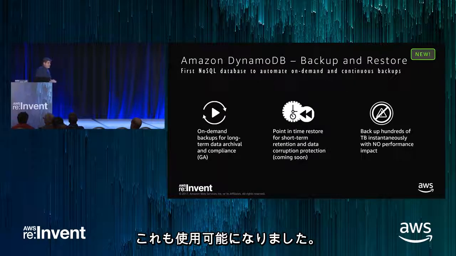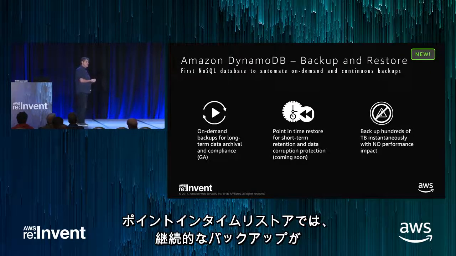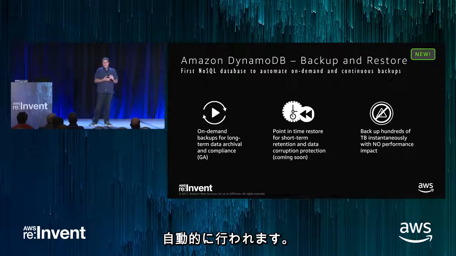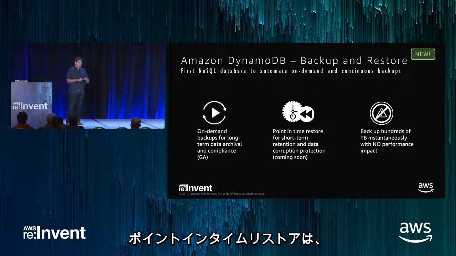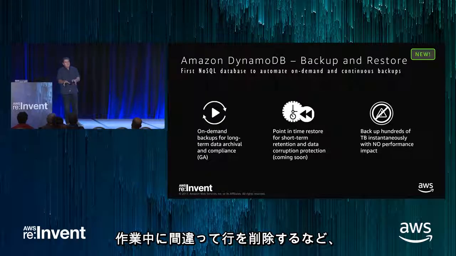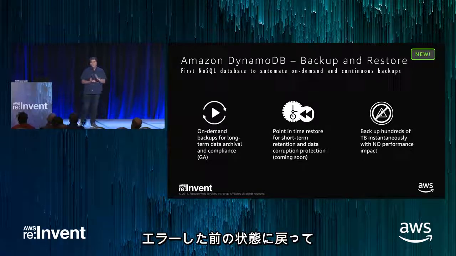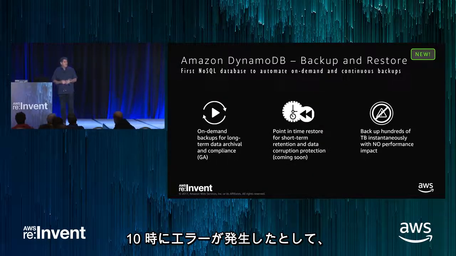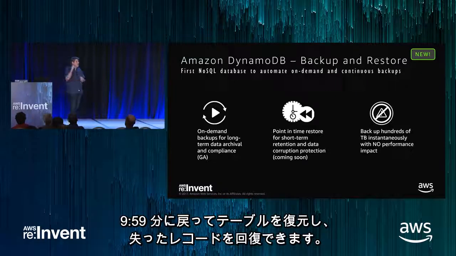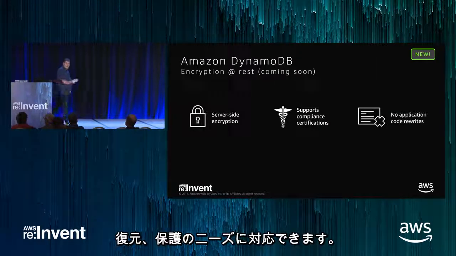So that's available now, and we're also introducing point-in-time restore. It'll be available in early 2018. With point-in-time restore, if you choose to use it, basically we do the backups continuously for you, and we retain them for 35 days. And point-in-time restore is for those conditions where you're working on something and you accidentally deleted some rows, and you're immediately like, oops, I didn't really mean to do that. So this is our oops recovery system. You'll be able to go back and restore the table to the point before you made a mistake. So let's say you made a mistake at 10 o'clock, you can go to 9:59 and restore the table and get the lost records back. With the on-demand backups and point-in-time restore, I think we cover all of your backup and recovery and protection needs.